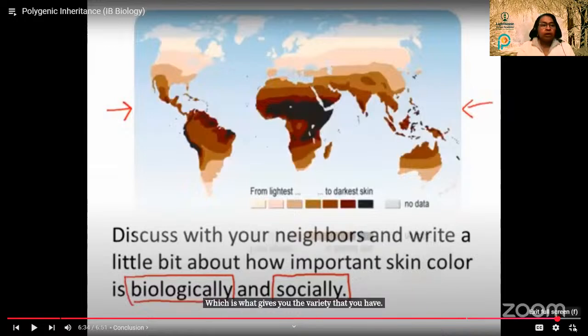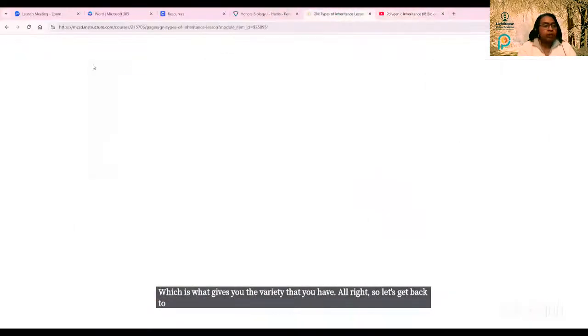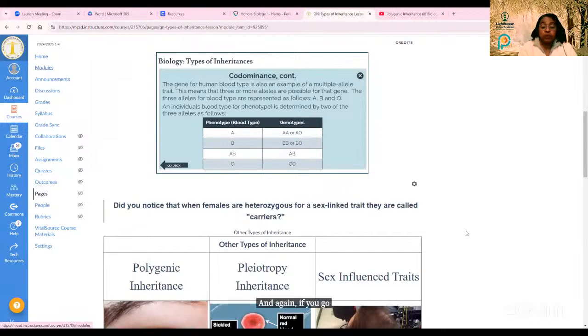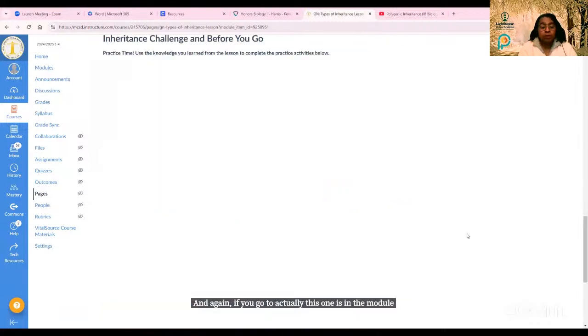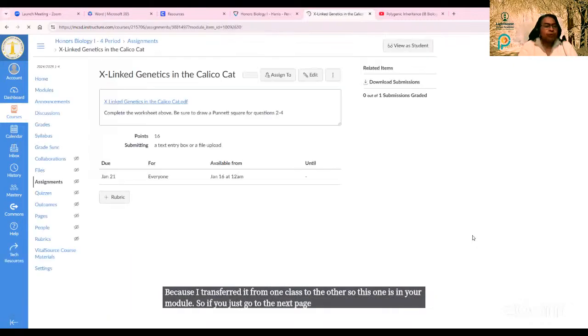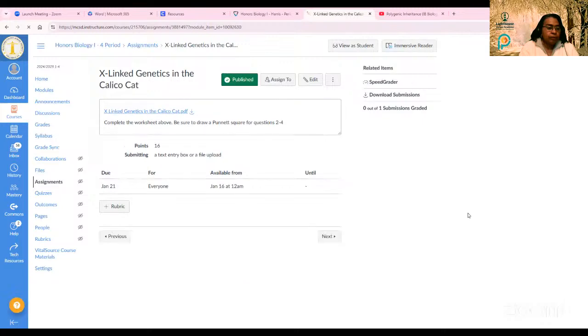All right, so let's get back to Canvas and let's look at our activity for today. And again, actually this one is in the module. So if it's this one, because I transferred it from one class to the other, this one is in your module. So if you just go to the next page, you'll find today's activity.